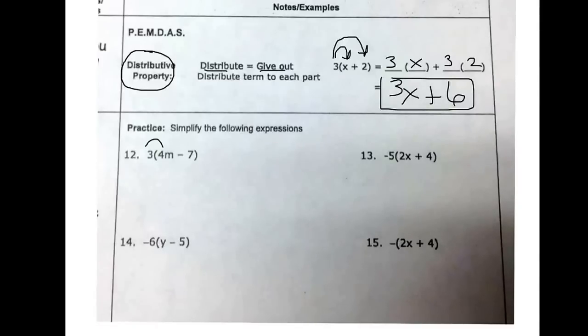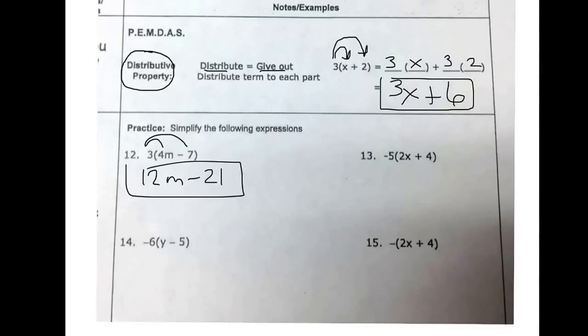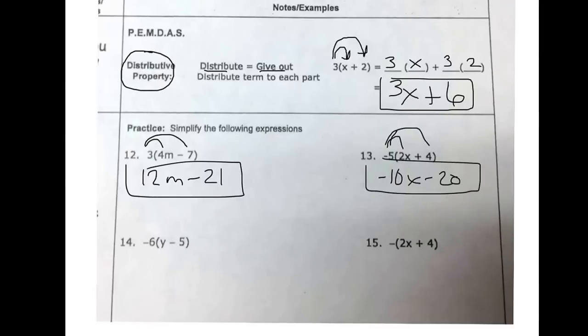Here, 3 times 4 is 12m. 3 times negative 7 is negative 21. Done. Negative 5 times 2 is negative 10x. Negative 5 times 4 is negative 20. Done. Negative 6 times y is negative 6y. Negative 6 times negative 5 is positive 30.